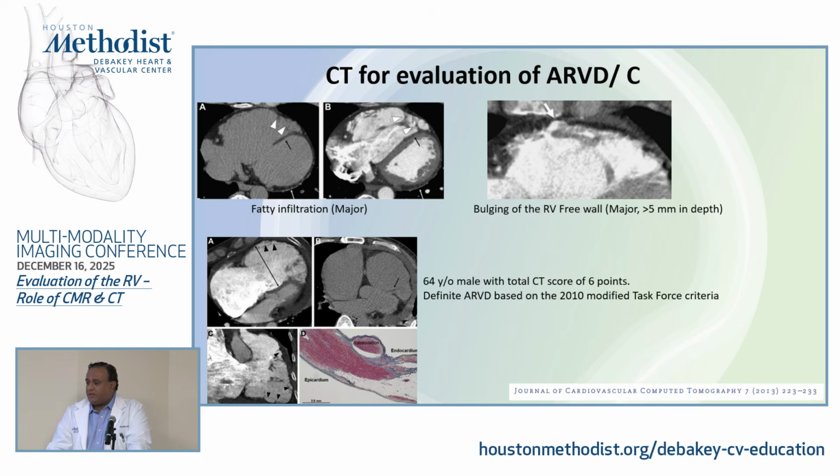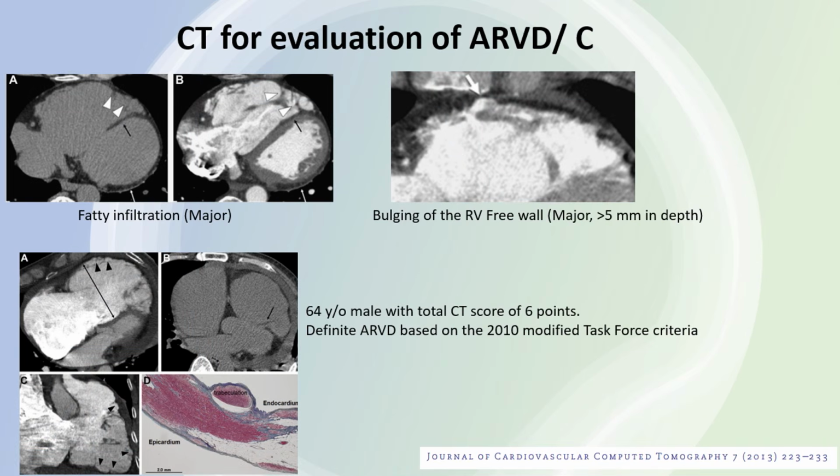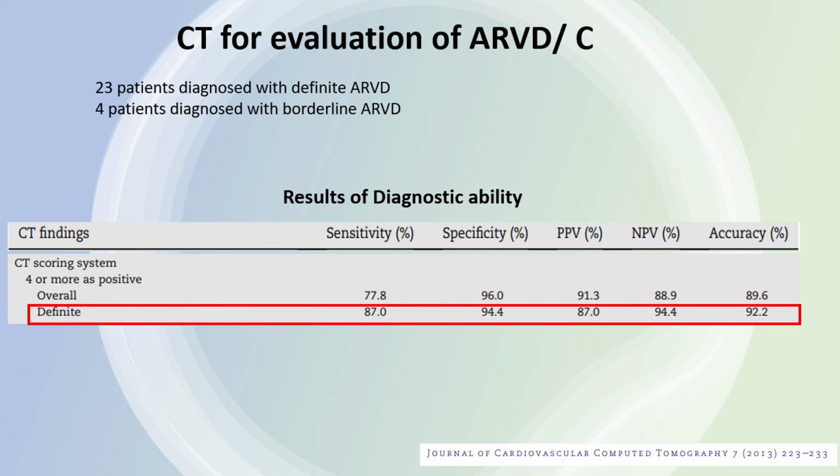These are examples from their paper. This is a non-contrast CT showing fat in the RV free wall. This is post-contrast showing trabeculations, and again showing fat here. This is an area of bulge of the RV free wall, contrast enhanced scan, dilated RV as you can see, and this is the histopathology. So when compared against the task force criteria, their scoring system had decent diagnostic ability for prediction of ARVD with a specificity of 94% and a positive predictive value of 87%.